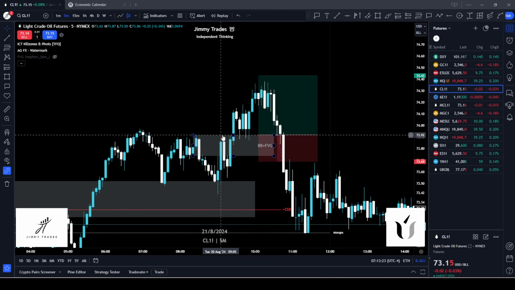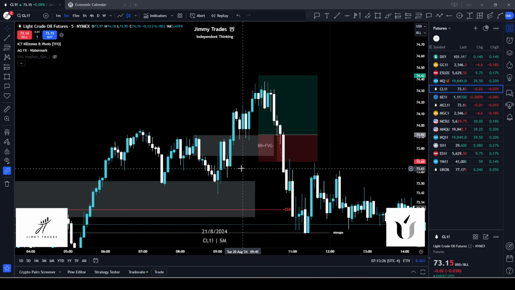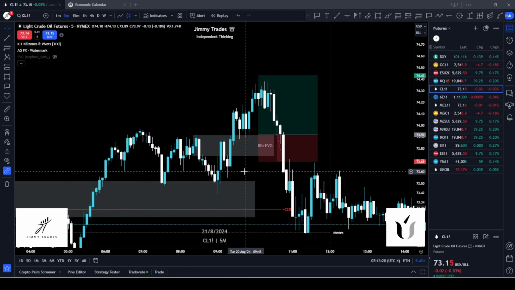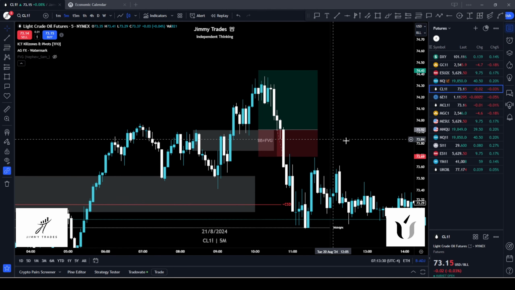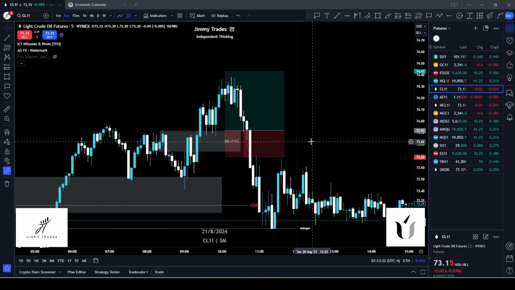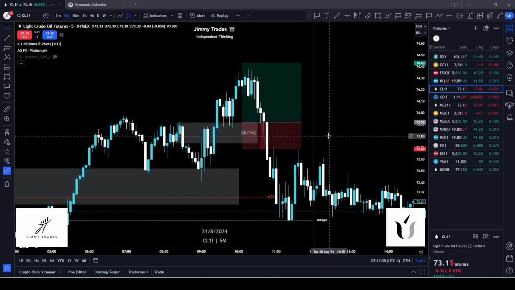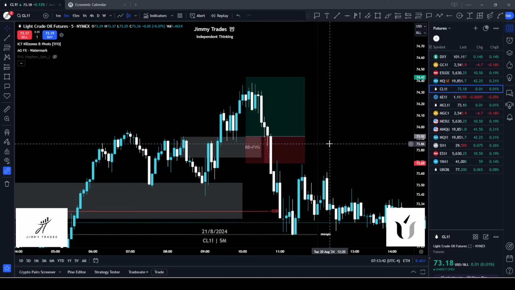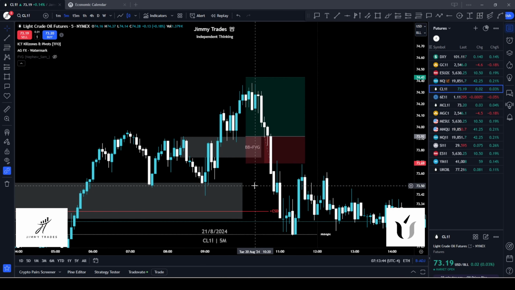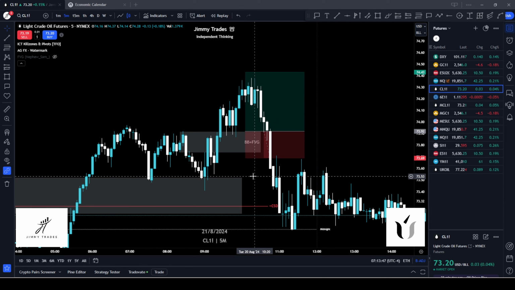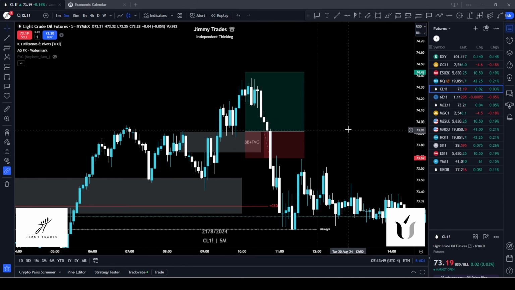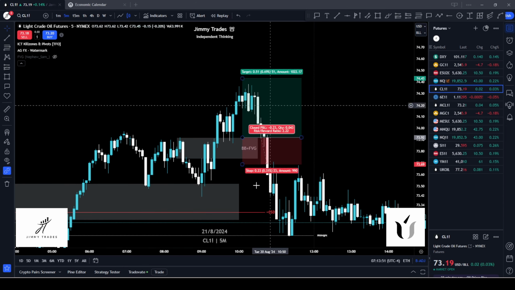The reason I'm pointing this out is because obviously at the end of the day, price moved lower. But what we're looking for when we look at bias is we're looking to frame an idea. And that idea being bullish yesterday was enough to give us an opportunity to take a 2R trade. So I just wanted to touch on that.